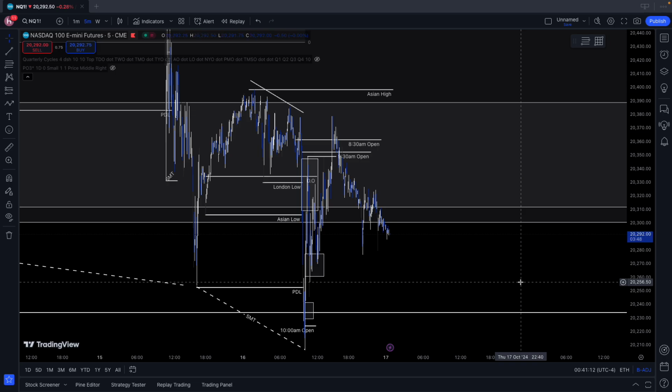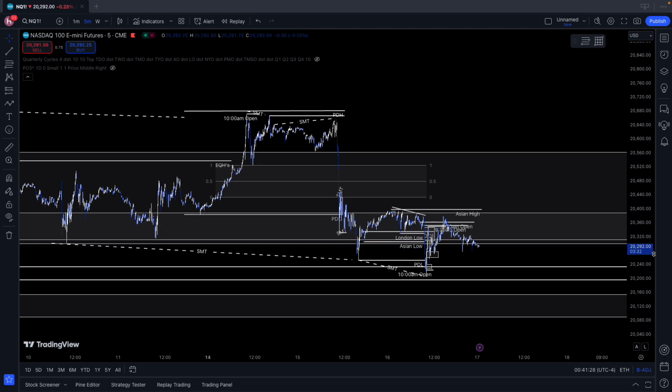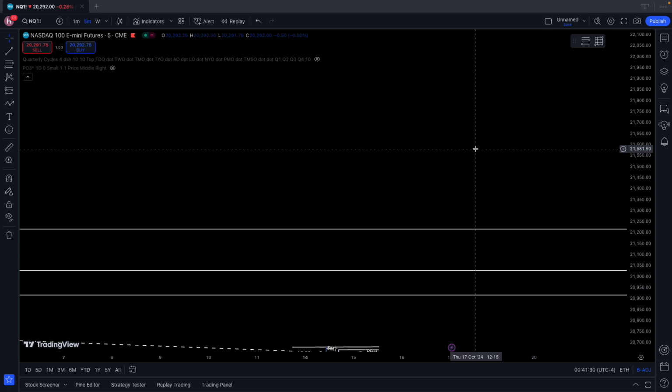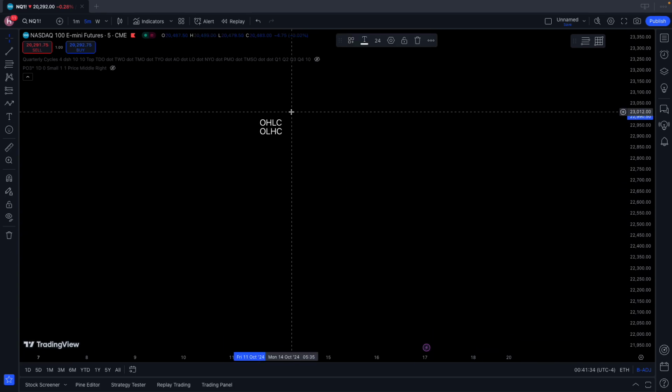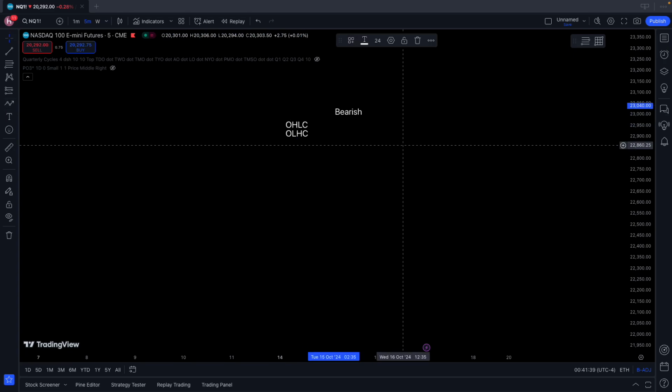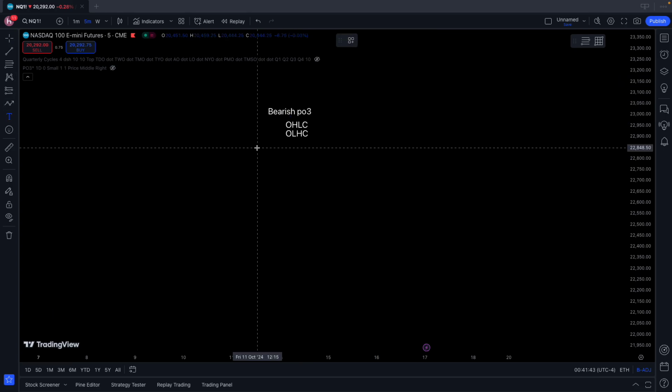I think I explained it yesterday, deeply, for like an hour. But I'll explain PO3 one more time. Essentially, PO3 is open high low close and open low high close. So this would be a bearish PO3, the first one, and this one right here is a bullish PO3.